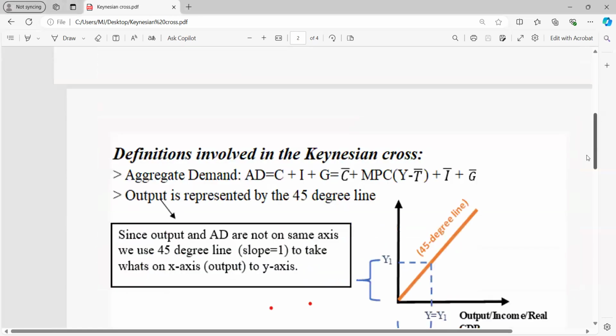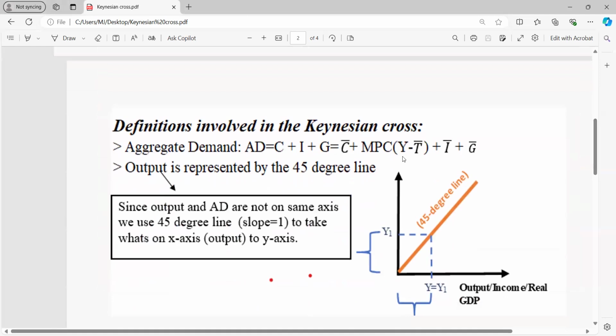Now this covers the assumptions. Now let's move on to the definitions. There are two key definitions that are involved in the Keynesian cross. Number one is the aggregate demand. Aggregate demand is the demand for domestically produced goods and services. So your aggregate demand equation is the same as your GDP expenditure equation. So it's just your private consumption plus your private investment plus your government purchases plus net exports.